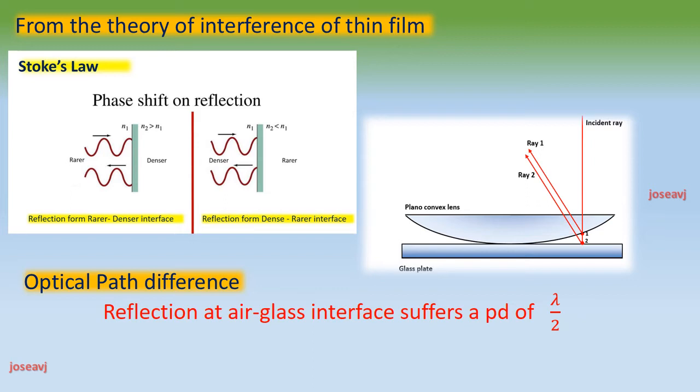Taking into account the phase change that happens on reflection, the optical path difference becomes t, which is the distance traveled by ray 2 down, plus lambda by 2, the path change due to the rarer to denser interface reflection, then t up. So the total path difference becomes 2t plus lambda by 2. Condition for maximum.